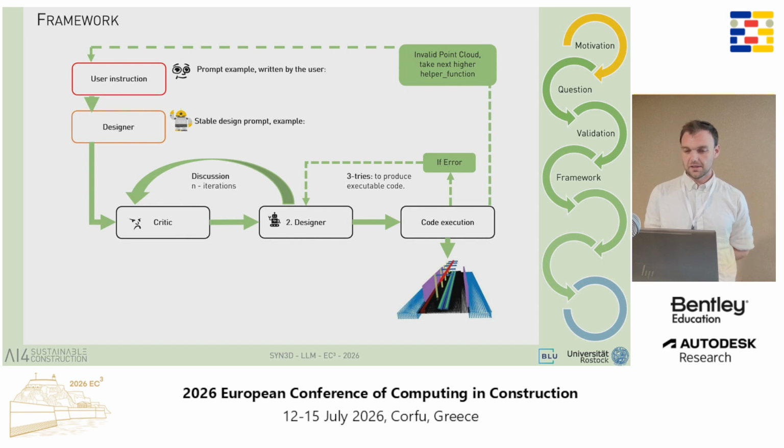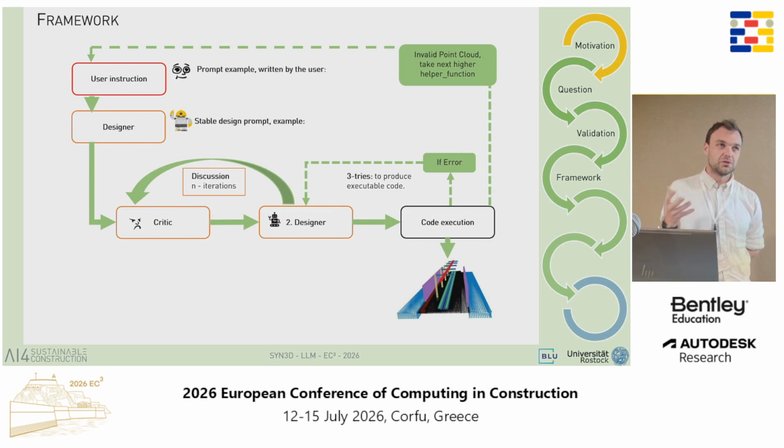That's the biggest thing. And the next thing is how we're going to make it better, because large language models don't have a good understanding of unstructured point cloud data, because of the behavior of the data. And that's where we use the discussion. After the first prompts, we have a critic. The critic has a stable prompt for critiquing the point cloud and the code. Then we have another designer, and it goes through discussions, through iterations, in the workflow.